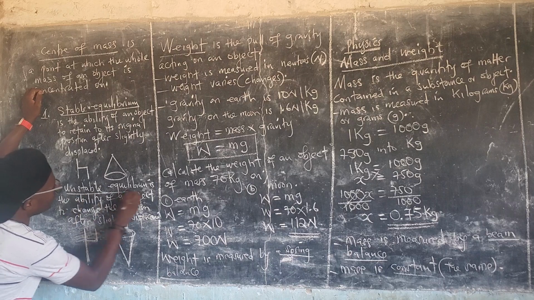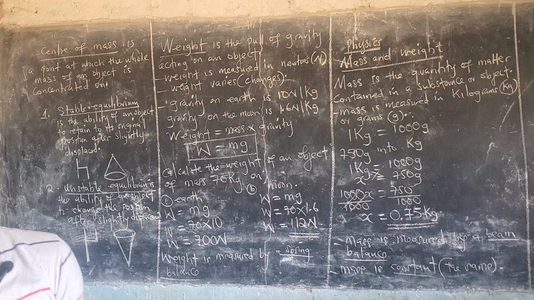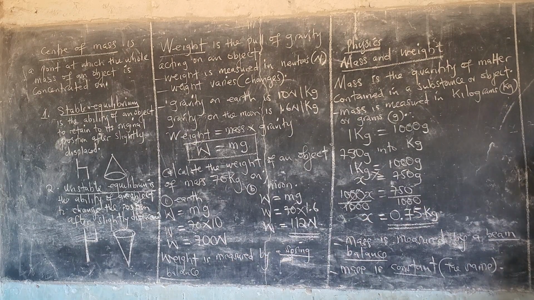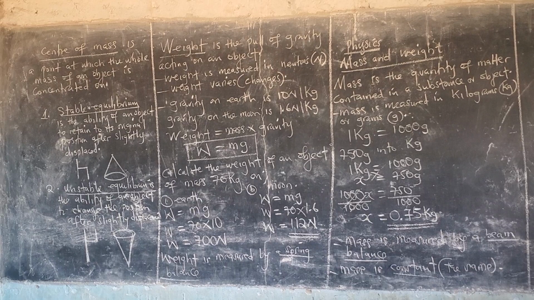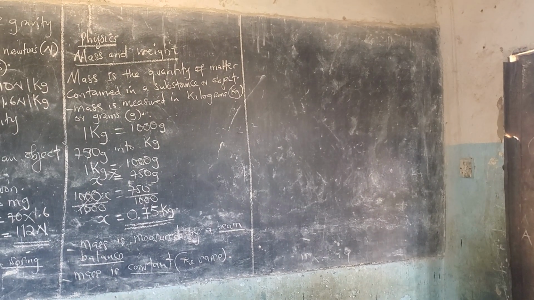That's why I was saying that stable equilibrium is the ability of an object to change back to its original position after slight displacement. So those are very important, because they will draw those two diagrams and then come for the exam to ask, maybe, which of the following, or what type of equilibrium is shown by the following diagram. Very important there.